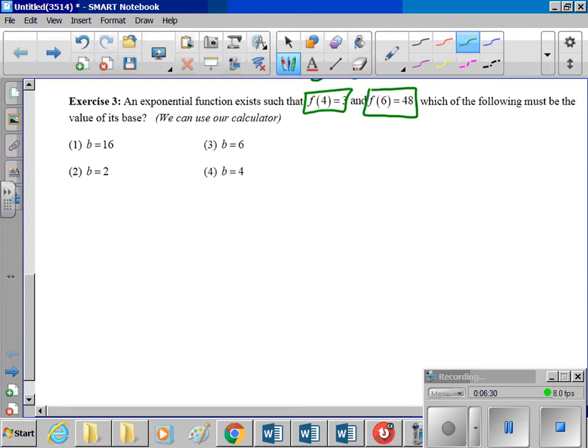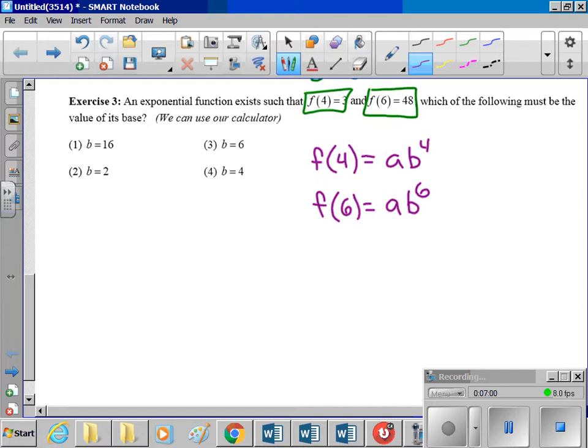The key difference that got me confused earlier is we're not given the y-intercept. We're not given f of 0. So we're going to have to do some more work. So we know that f of 4, we can try to plug in, f of 4 equals ab to the 4th. We know f of 6 equals ab to the 6th.